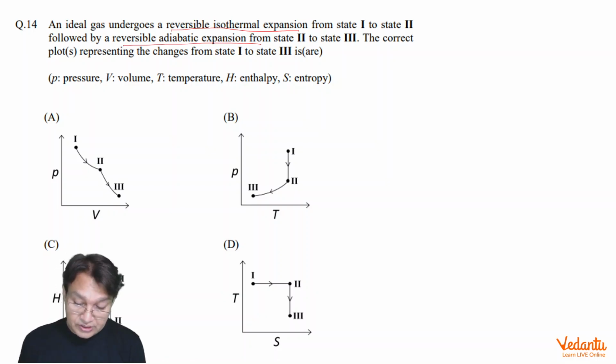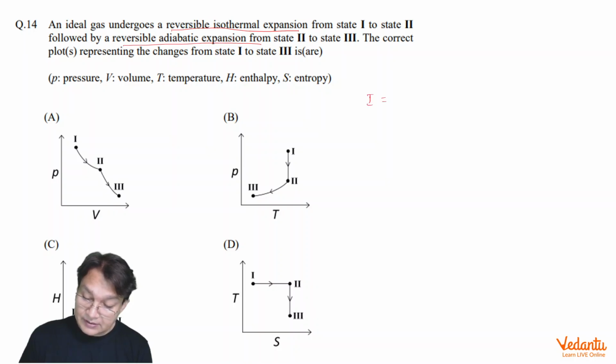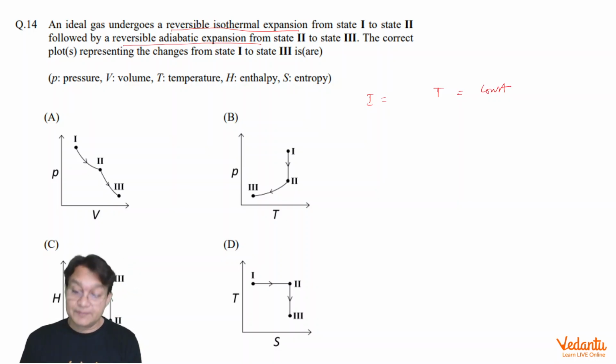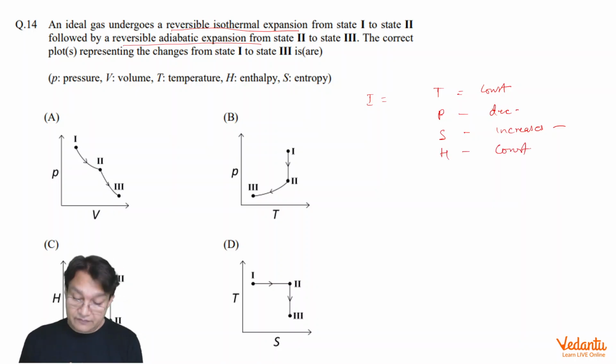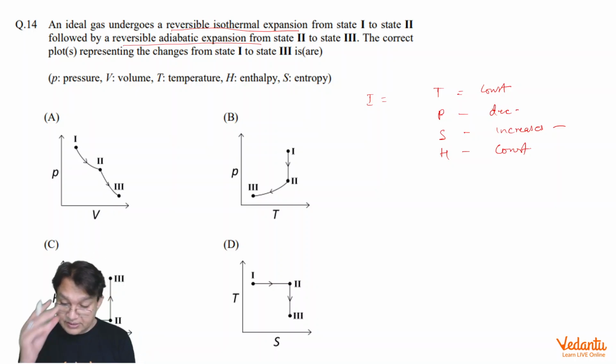When we talk about the pressure, volume, temperature, entropy and enthalpies of these processes, then for the process 1, the temperature remains constant because it is reversible isothermal expansion, and since it is expansion the pressure decreases, and if we talk about the entropy, it increases because volume increases at the same temperature. If we talk about the enthalpy, that remains constant.